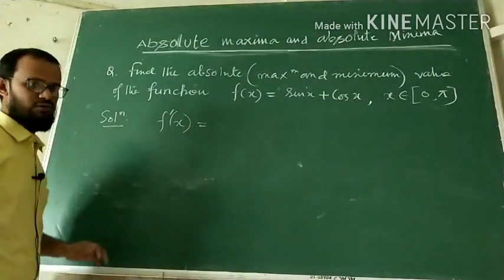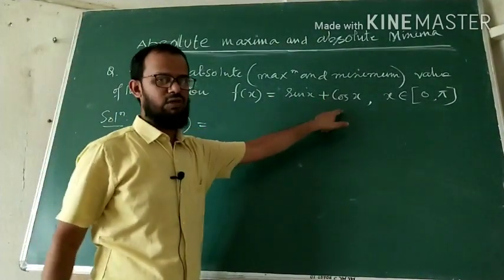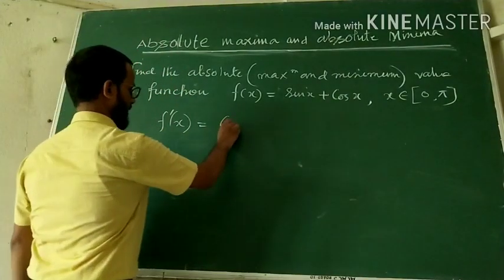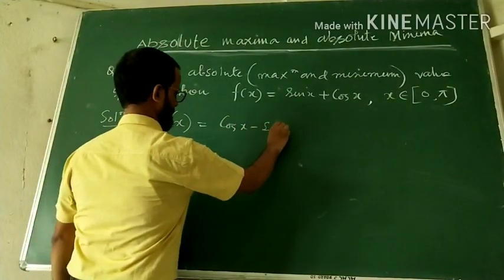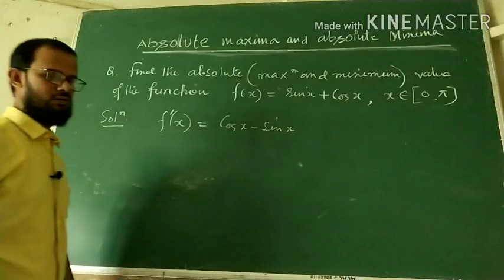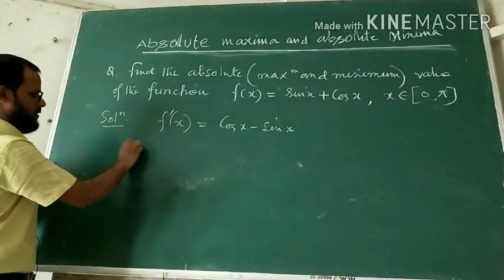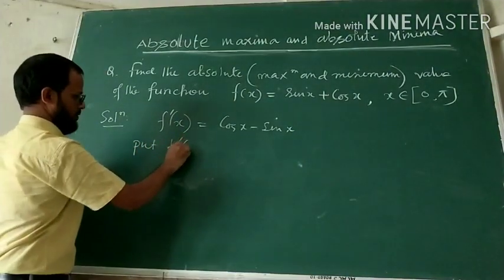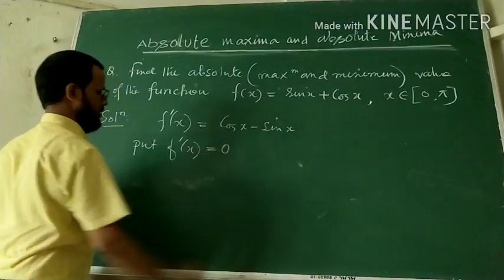So given f(x) equal to sin x plus cos x, what is f'(x)? Cos x minus sin x. So the next step is what? Put f'(x) equal to 0.